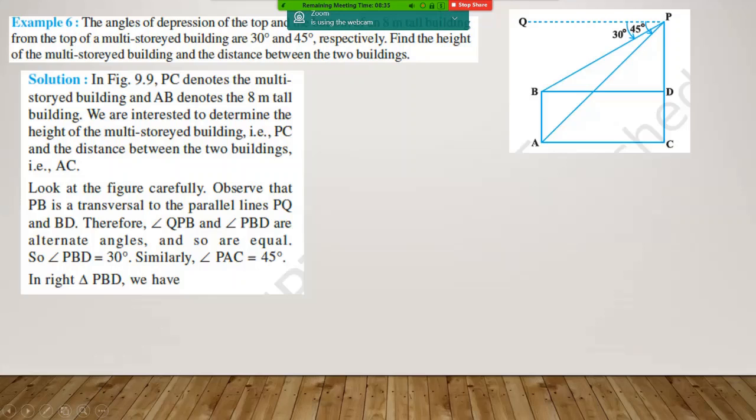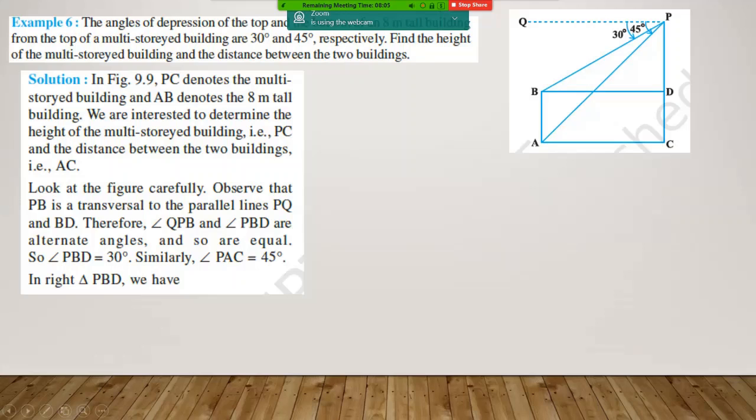Now the angle of depression is given. Your angle PAC will be 45 and PBD will be 30. Why? Because of alternate interior angles. We know that the angle of depression is equal to the angle of elevation. So in that case, we can very well say that this angle PAC is 45 degrees and PBD is 30 degrees. Perfect. So then what do I say?